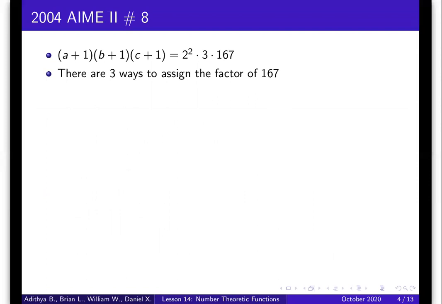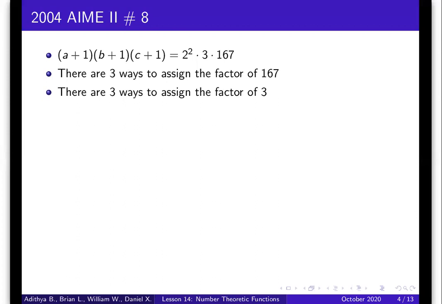Does anyone have any questions on why this is the case? We're basically considering the prime factorizations of a plus 1, b plus 1, and c plus 1. And one of these prime factorizations is going to have one factor of 167. And there are 3 ways to do that. Similarly, there's 3 ways we can assign the factor of 3. But now we have 2 factors of 2.